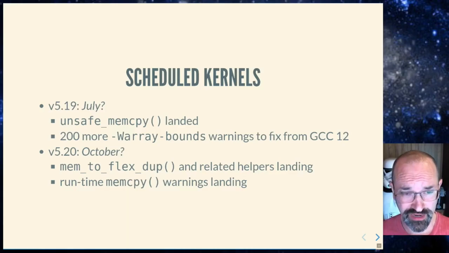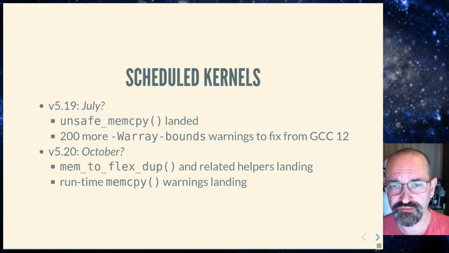And of course, what happened right as 5.18 released is that GCC 12 came out, and it had some more intelligence about its internal diagnostics. So we ended up with 200 more -Warray-bounds warnings. Unfortunately, it seems like some somewhat large portion of these are actually false positives. I think we've got three open bugs now against GCC 12 that are related to getting things wrong. So right now we've kind of had to turn off -Warray-bounds for GCC 12 because it's overly broken.